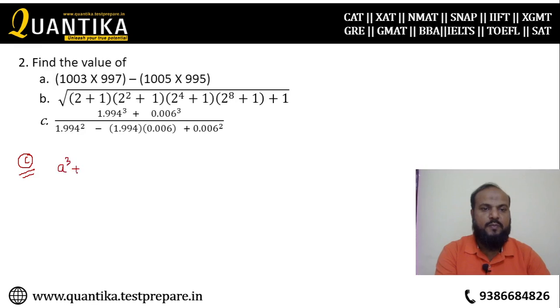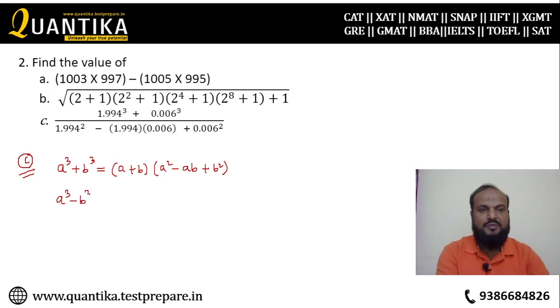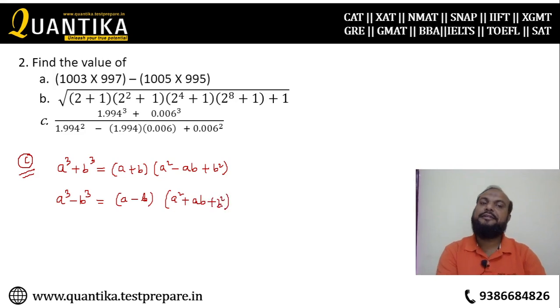A cube plus B cube is equal to A plus B into A square minus AB plus B square. A very famous formula. In a similar fashion, A cube minus B cube is equal to A minus B within bracket A square plus AB plus B square.